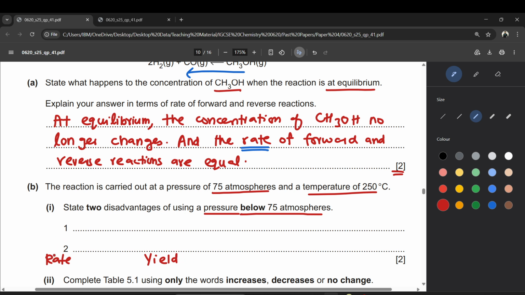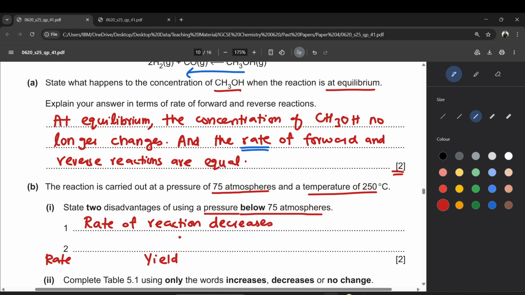So if we look from this perspective, then what happens to the rate of reaction if I decrease the pressure? So we know that if the pressure is decreased, there will be less particles per unit volume and there will be less collisions per unit time. So therefore we can say rate of reaction decreases. That is the first disadvantage.